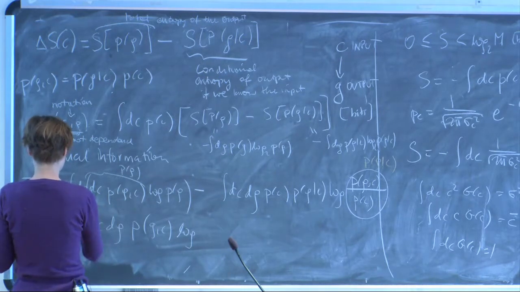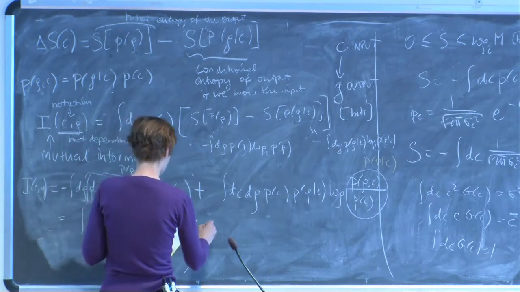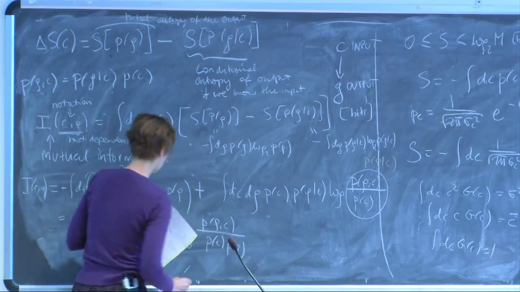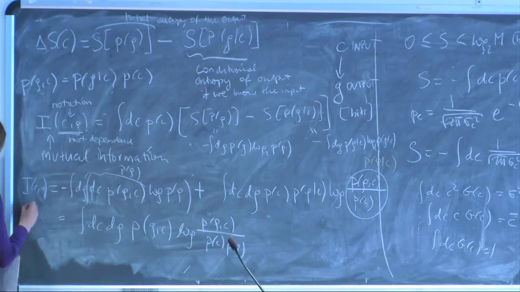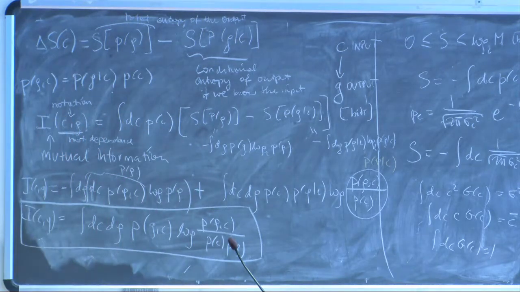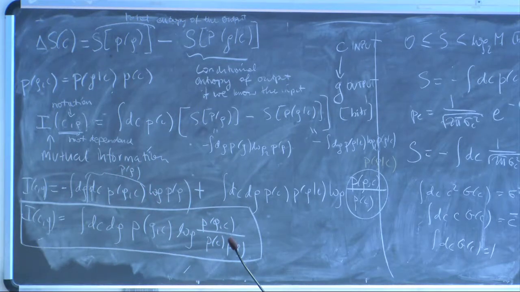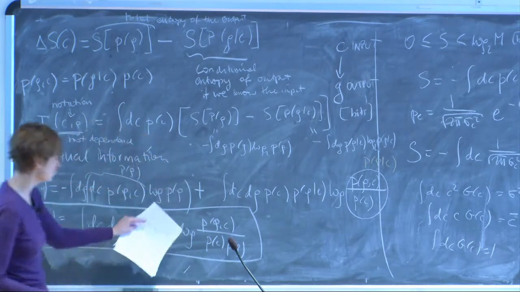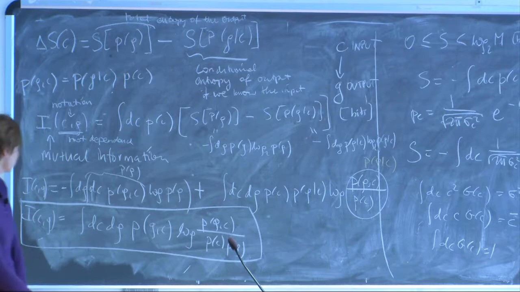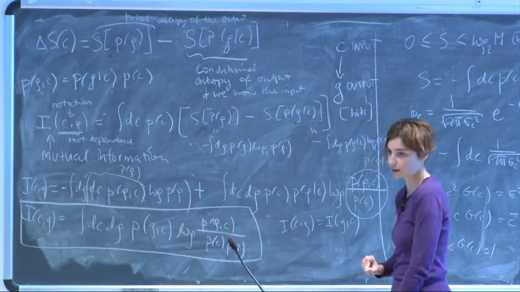I lost signs, right? Plus P of G comma C, P of C, P of G. Okay? So this is a formulation, and this is just moving things around and using conditional distributions. But what you see from here is that it's clearly a symmetric measure. In other words, the mutual information between C and G is equal to the mutual information between G and C.